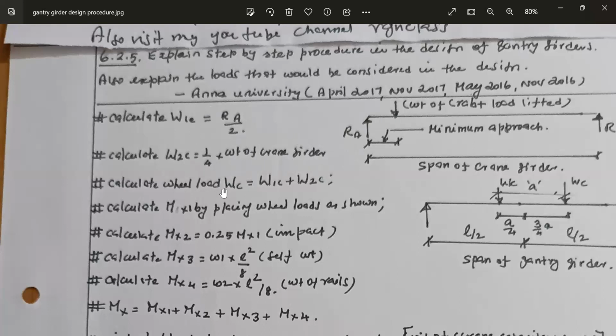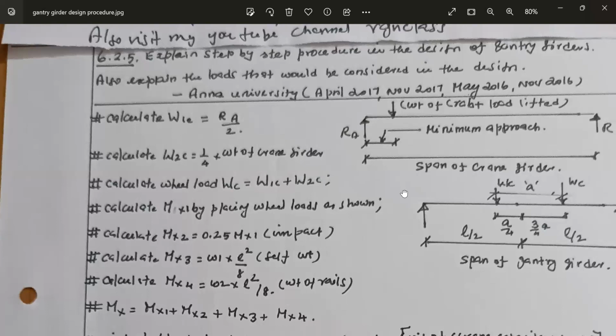And the total wheel load transferred from the crane girder, WC, is equal to W1C plus W2C. You have to add these two loads, and this is the total wheel load. And this WC, as I said, there are two wheel loads. Suppose the spacing between the two wheel loads is A, then you have to place one load at a distance of A by 4 from the midspan of the gantry girder. The span of the gantry girder is nothing but the distance between the columns.